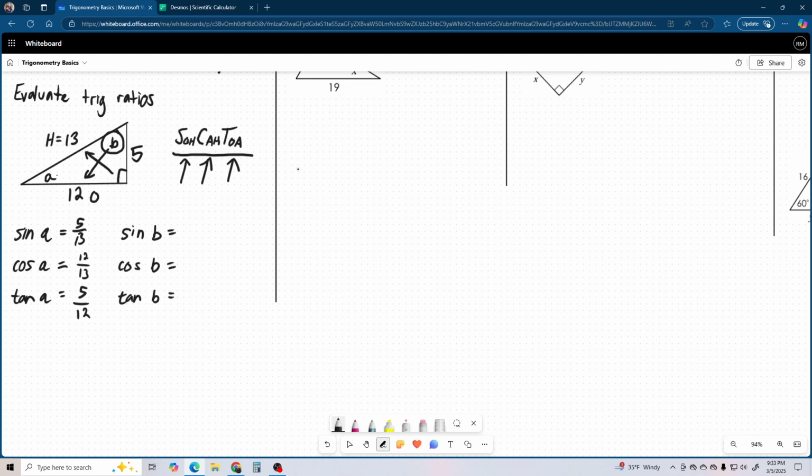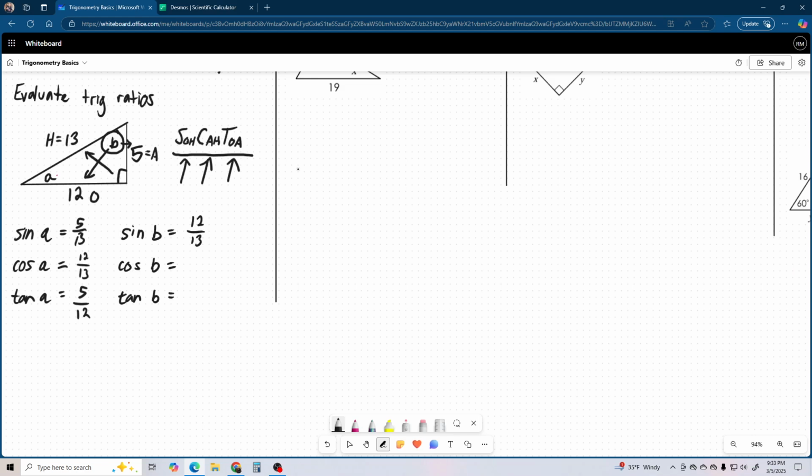So hopefully you saw that in this case, the opposite is actually 12 and not 5. And the one adjacent to B, the one right next to it here, is going to be our 5. So our 5 in this case is actually our adjacent. And you see how the trigonometric ratios change based on which angle we're referencing. So the sine of B is going to be our opposite over our hypotenuse. So this is going to be 12 over 13.